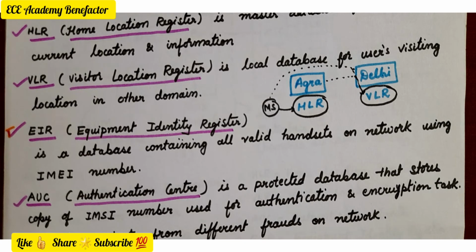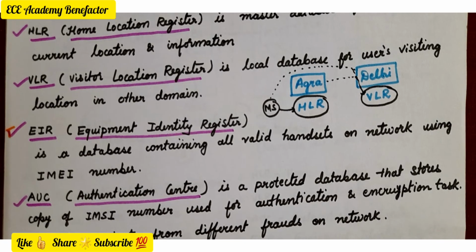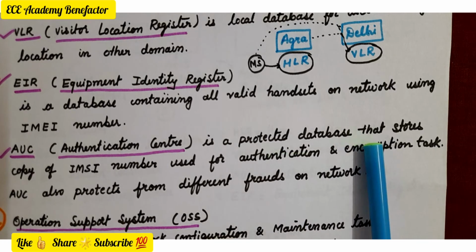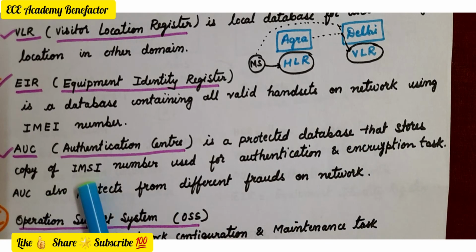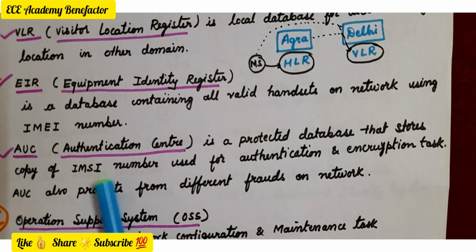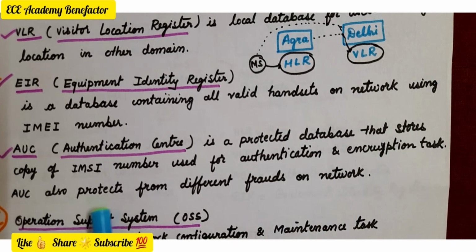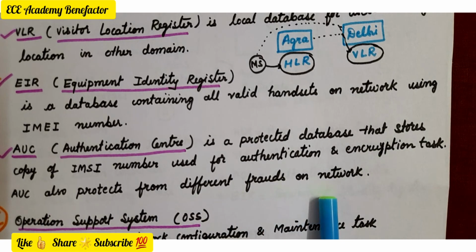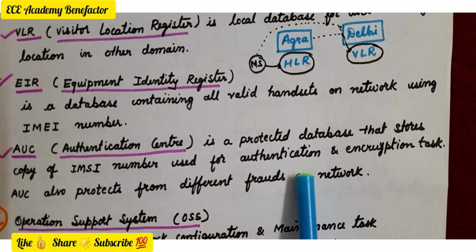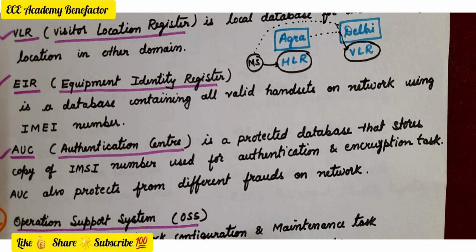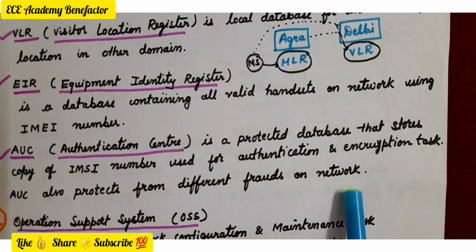EIR is a database containing all the valid handsets on the network using IMEI numbers. Next register is AUC, Authentication Center. Authentication Center is a protected database that stores a copy of IMSI, the subscriber identity number, used for authentication and encryption tasks. AUC also protects from different frauds on the network. So it is an authentication center. It will retain the copy of IMSI and will protect from different frauds occurring in the network. So it is a protected database.